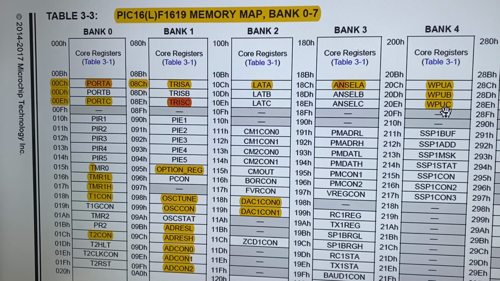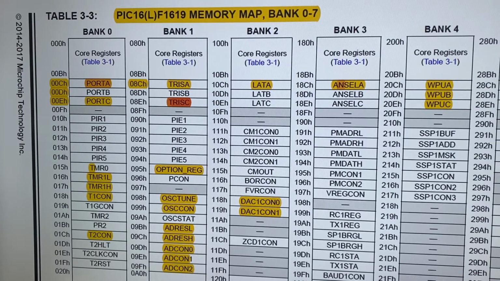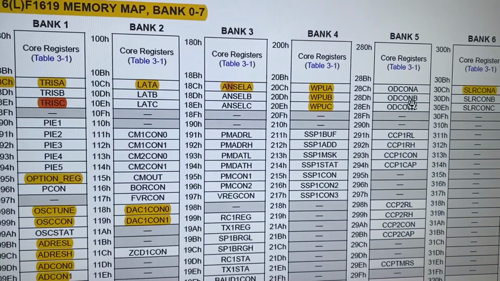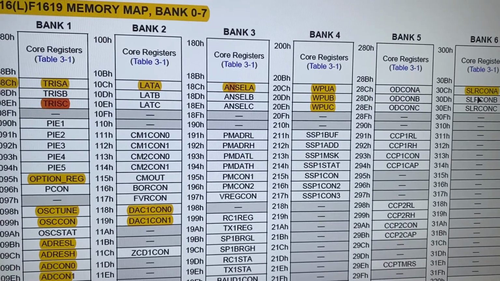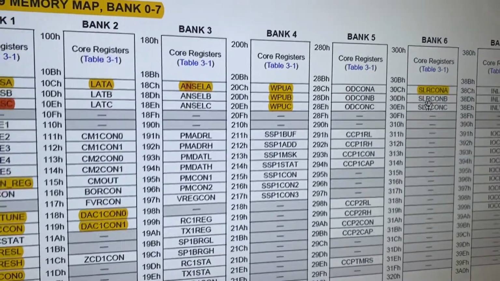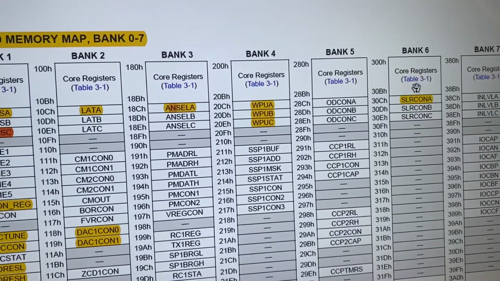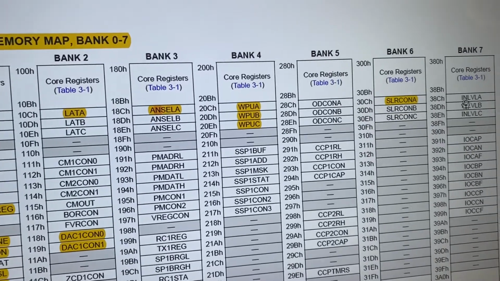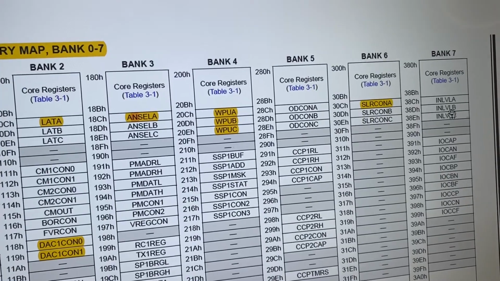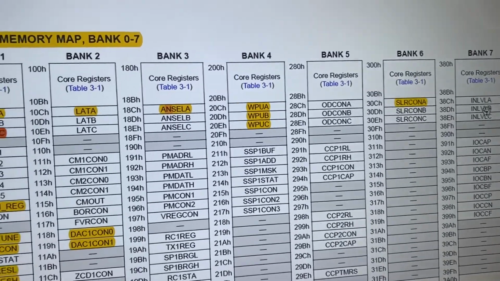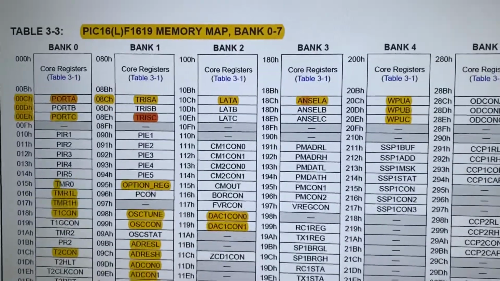There are other registers like the open-drain configurations and slew rate configurations, which allow you to control what type of signal you're going to be reading, the slew rate, and you can also use this type of registers to control other features in the ports.